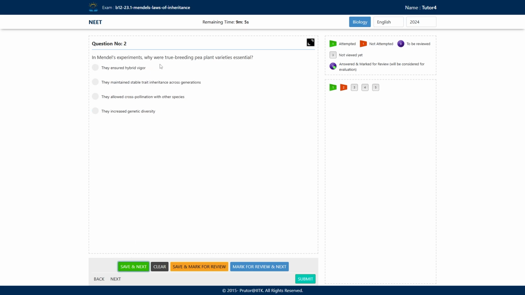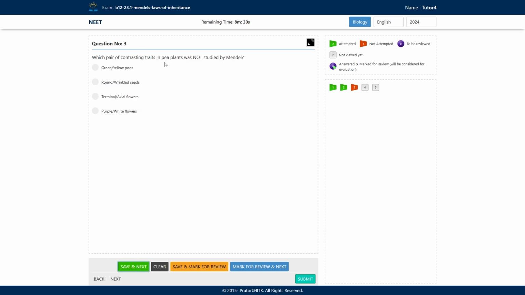Then, in Mendel's experiment, why were true breeding pea plant varieties essential? Why did he select true breeding pea plant varieties? Option A, they ensured hybrid vigor. Option B, they maintained stable trait inheritance across generations. Option C, they allowed cross-pollination with two species. And option D, they increased genetic diversity. Option B will be the correct answer here. Across the generations means the same traits were inherited in the next generation as well. The traits were maintained in the next generation.